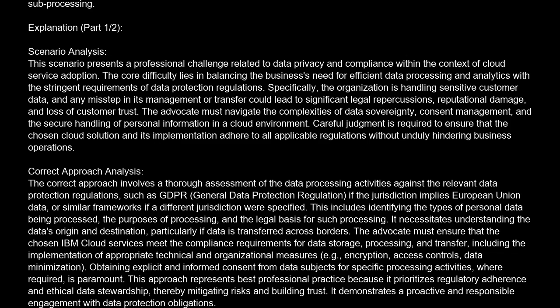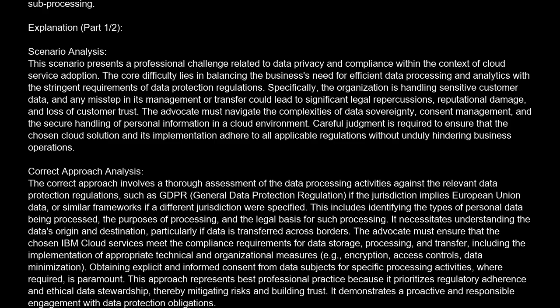Correct answer is B. Confirming that the chosen IBM Cloud region for data storage and processing is located within the European Union and that the Data Processing Agreement (DPA) with IBM explicitly addresses GDPR requirements for data transfers and subprocessing. Explanation. Scenario analysis. This scenario presents a professional challenge related to data privacy and compliance within the context of cloud service adoption. The core difficulty lies in balancing the business's need for efficient data processing and analytics with the stringent requirements of data protection regulations.